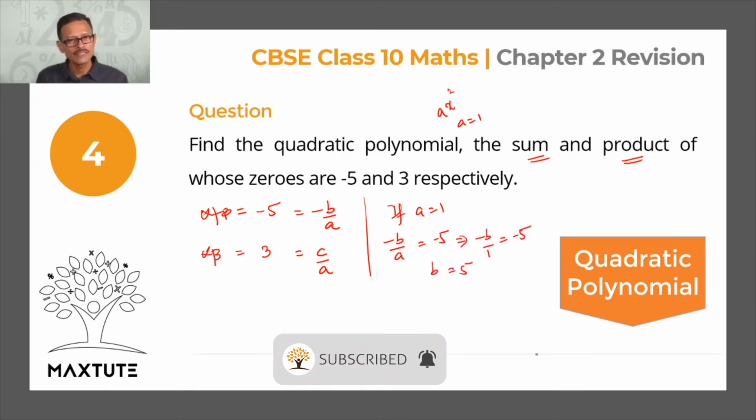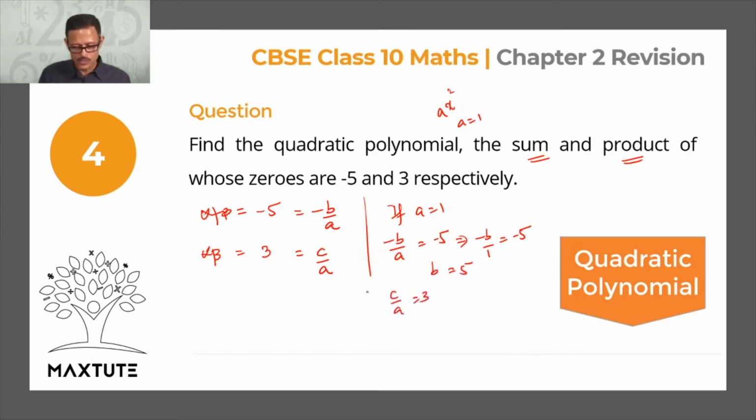So found out b. Now if a is equal to 1, c by a is equal to 3 is what we got here, which means that c upon 1 is equal to 3, which means that c is equal to 3. So we got the value of b, we got the value of c. So what is going to be the polynomial?